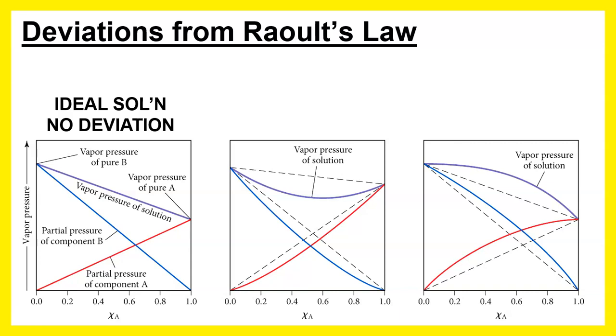Okay, now let's look at the next graph. Here we see as I increase the amount of solute, my vapor pressure decreases, but whoa, it decreases a lot more, doesn't it? I have way less vapor pressure than the dotted line would anticipate.